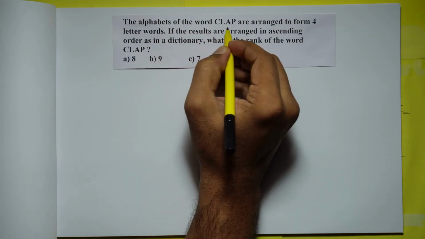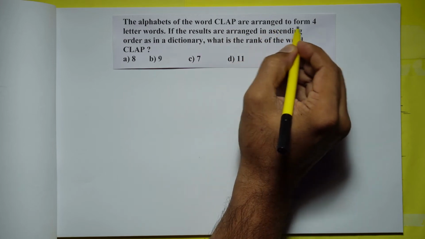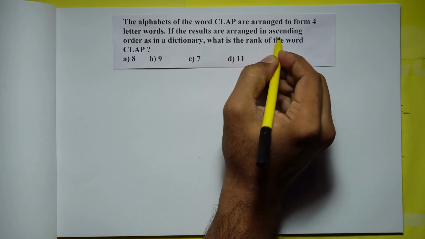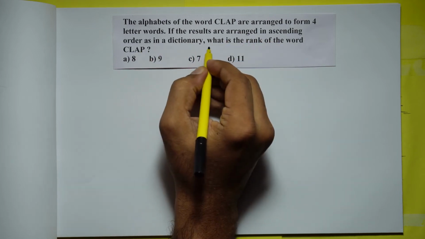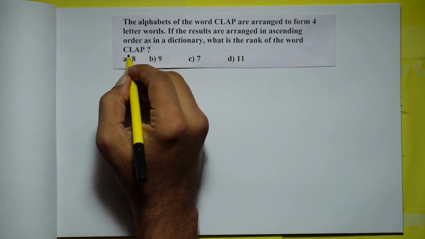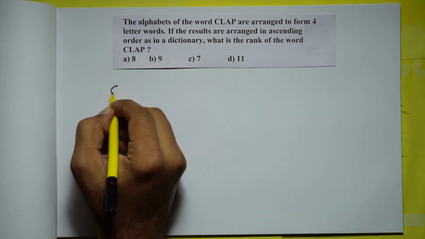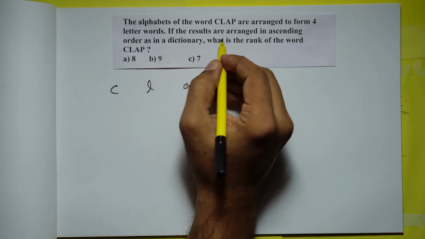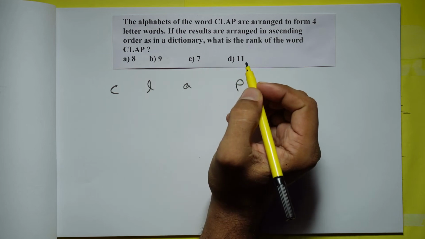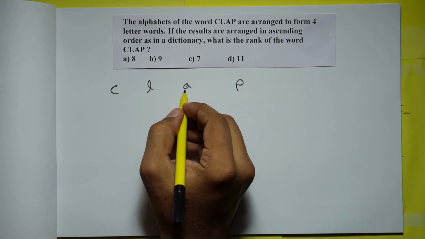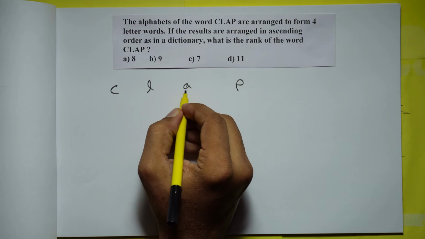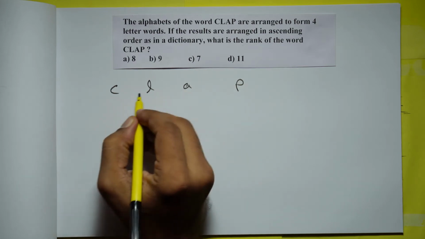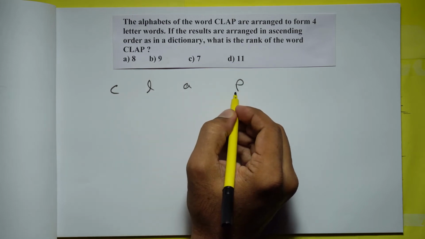The alphabets of the word CLAP are arranged to form 4-letter words. If the results are arranged in ascending order, as in a dictionary, what is the rank of the word CLAP? So you have the alphabet C, L, A and P. They are arranged in ascending order, like in a dictionary. So initially you have words that start with A. Now after exhausting all the words that start with A, then you have words that start with C, then L, and finally words that start with P.